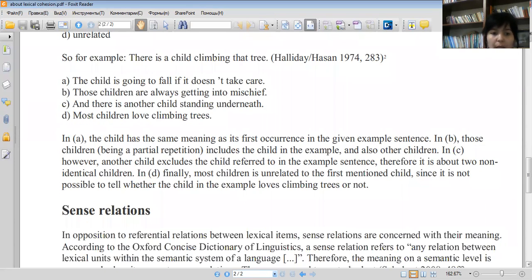In A, the child has the same meaning as its first occurrence in the given example sentence. In B, those children, being a partial repetition, includes the child in the example and also other children. In C, however, another child excludes the child referred to in the example sentence, therefore it is about two non-identical children. In D, finally, most children is unrelated to the first mentioned child, since it is not possible to tell whether the child in the example loves climbing trees or not.